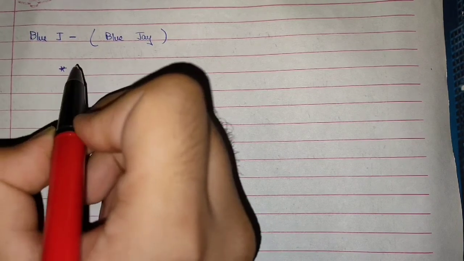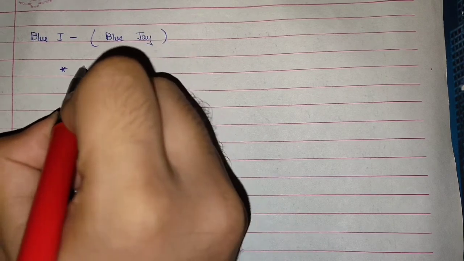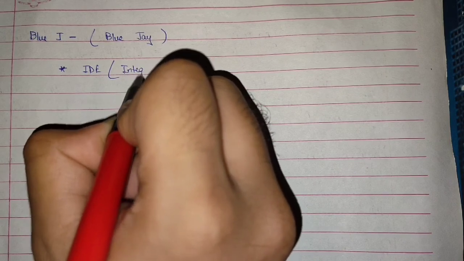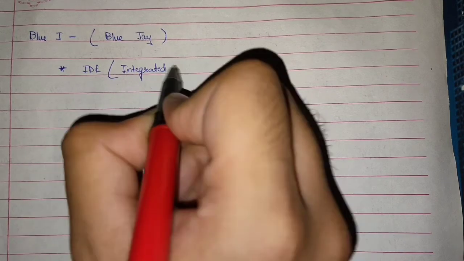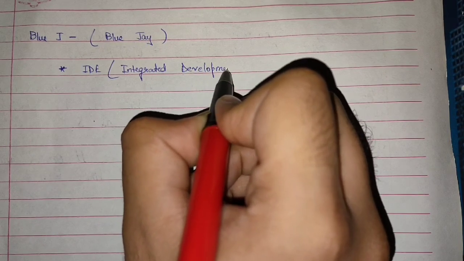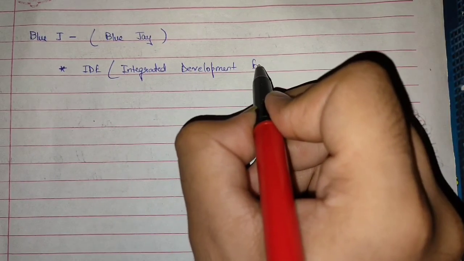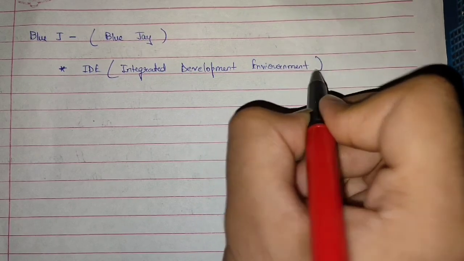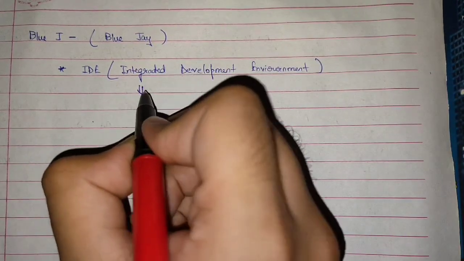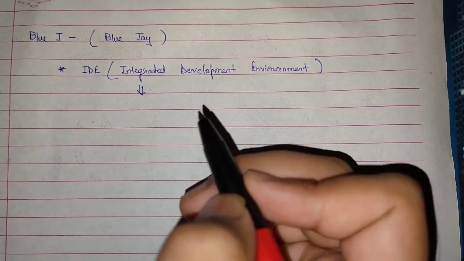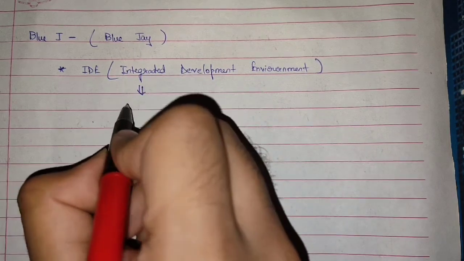Now starting with BlueJ. BlueJ is an IDE. IDE stands for Integrated Development Environment. It means that any environment in which we can write and execute our programs.